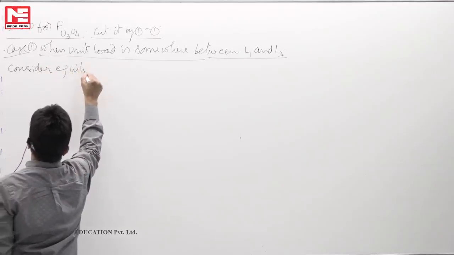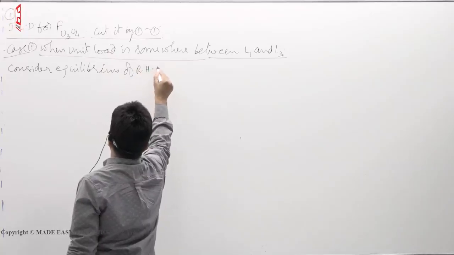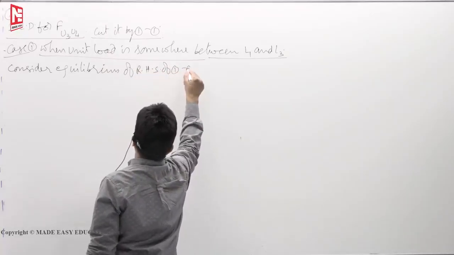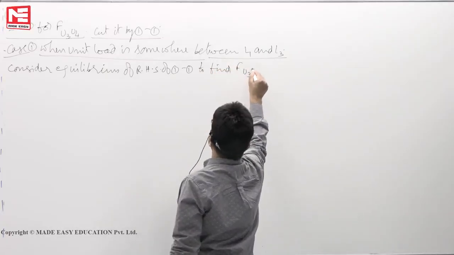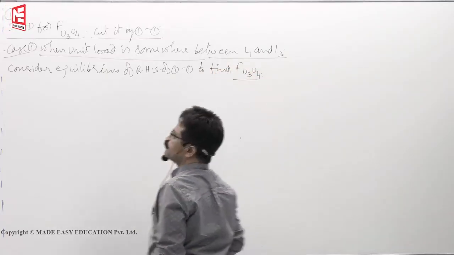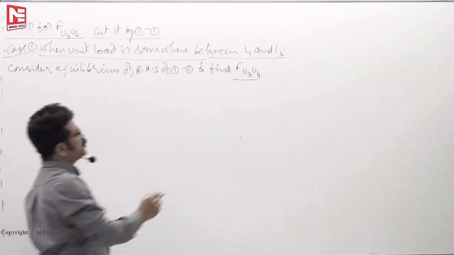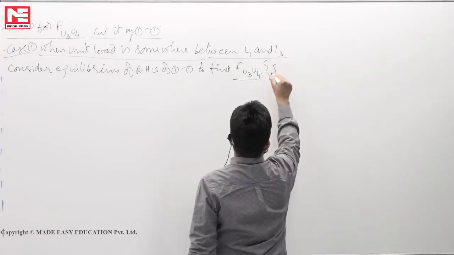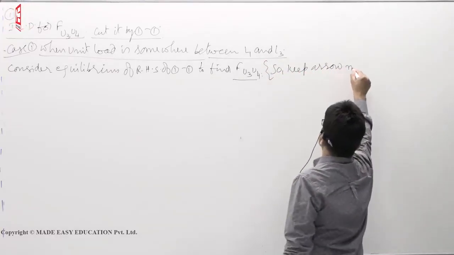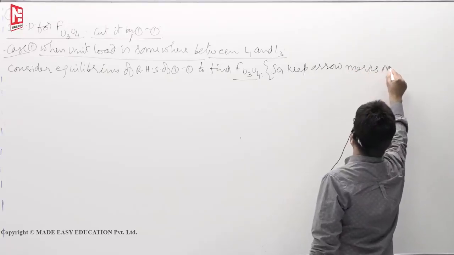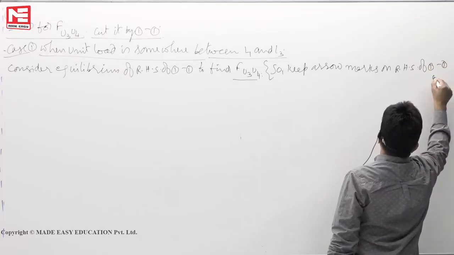Consider equilibrium of RHS of 1 1 to find F U3 U4. Then you see here, keep arrows on the right side of 1 1 only. So keep arrow marks on RHS of 1 1 only.